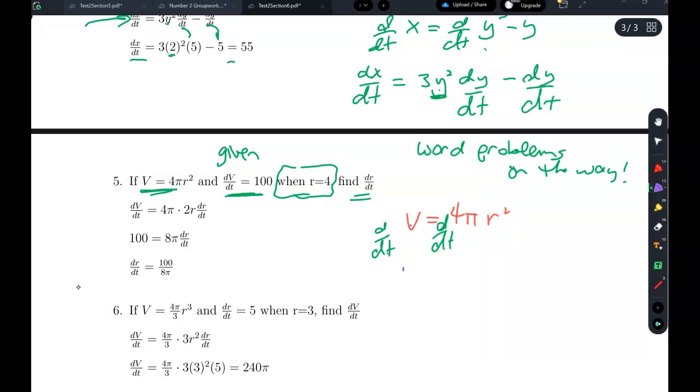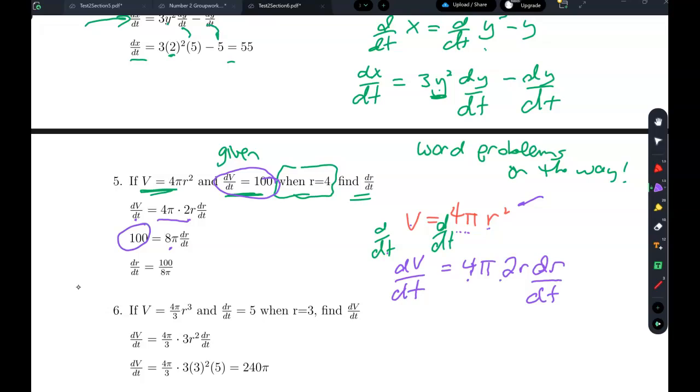So derivative of v with respect to t is dv over dt. Over here, I carry the number 4 pi along, and then I'm going to take the derivative of the r squared, so that's 2r times dr over dt, because r is a function of time. So then, if I put these together, right, dv over dt, 8 pi, dr over dt, I think there's nothing to plug in, right? Oh, I'm sorry, I guess I did. I put the dv over dt as 100 in, and then can I find dr over dt? I can. It's right there.